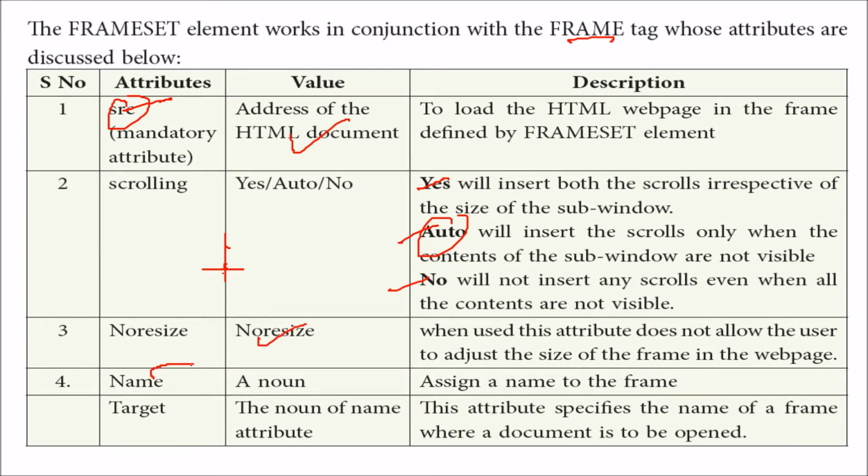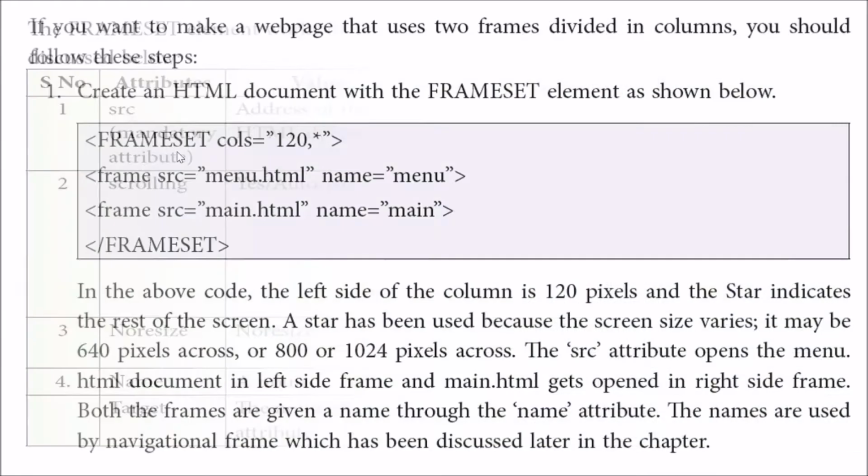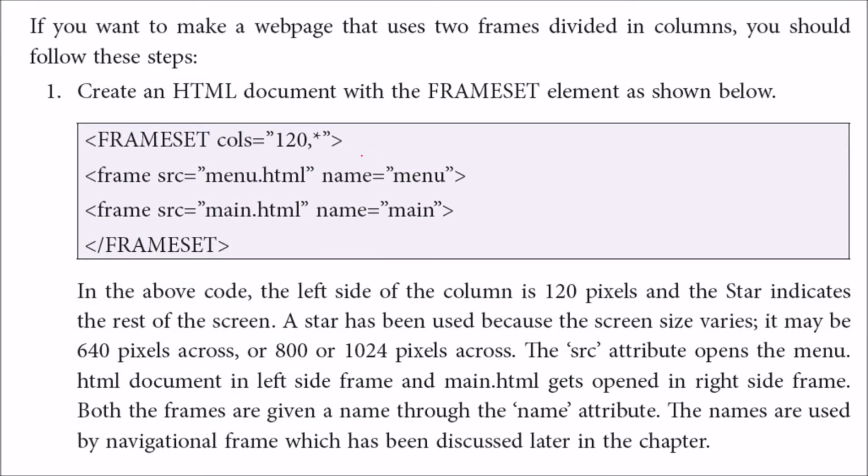How about name? Name is the name which is given to the frame, and the target is the name, the value of the name attribute. I'll show you all these in the example. So we will start with the basic one.